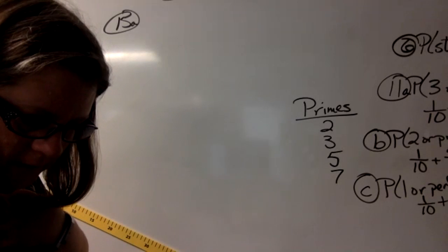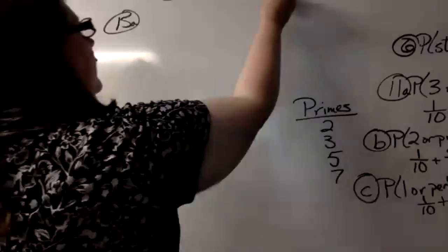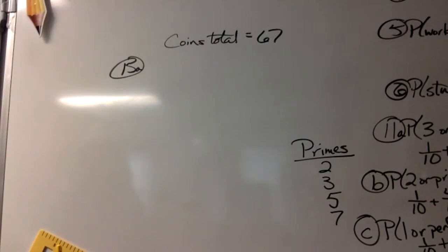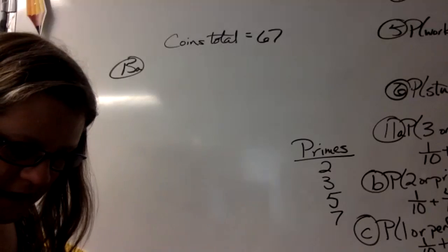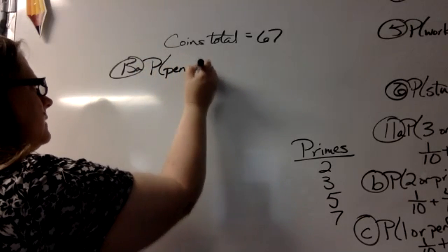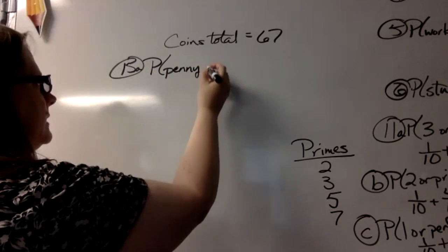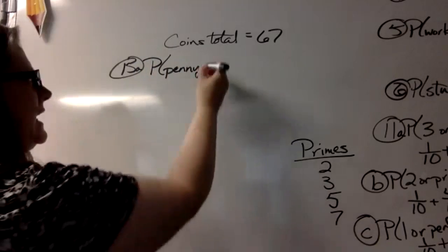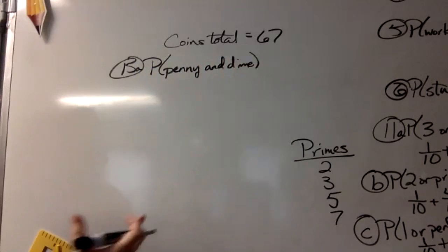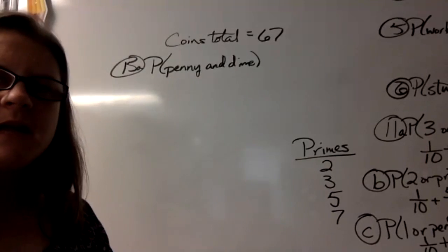20, 30, 50. Yep. All right, I hadn't added them up, so I didn't know. All right, so there's 67 coins total. Okay, so number 15, it says the probability that a penny will be chosen and a dime in order without replacement. So the chances of getting a penny and a dime, but there's no replacement. So if I don't put the coin back in, do I have as many to choose from the next time?